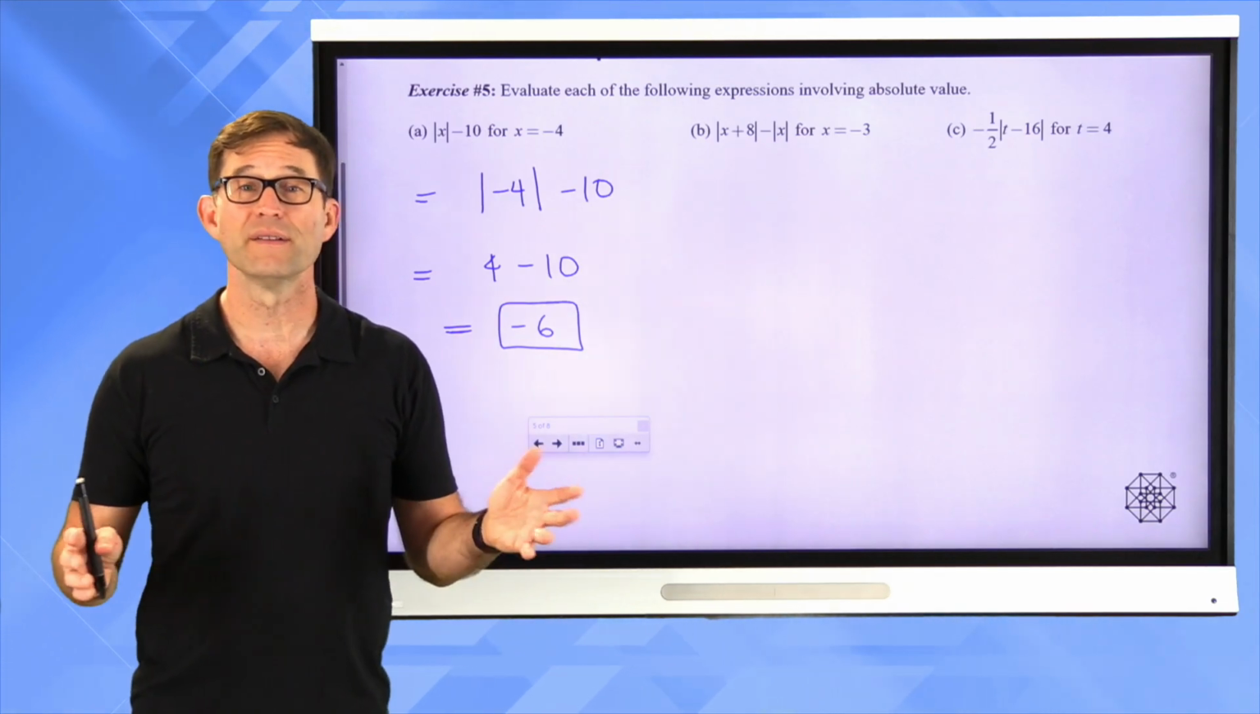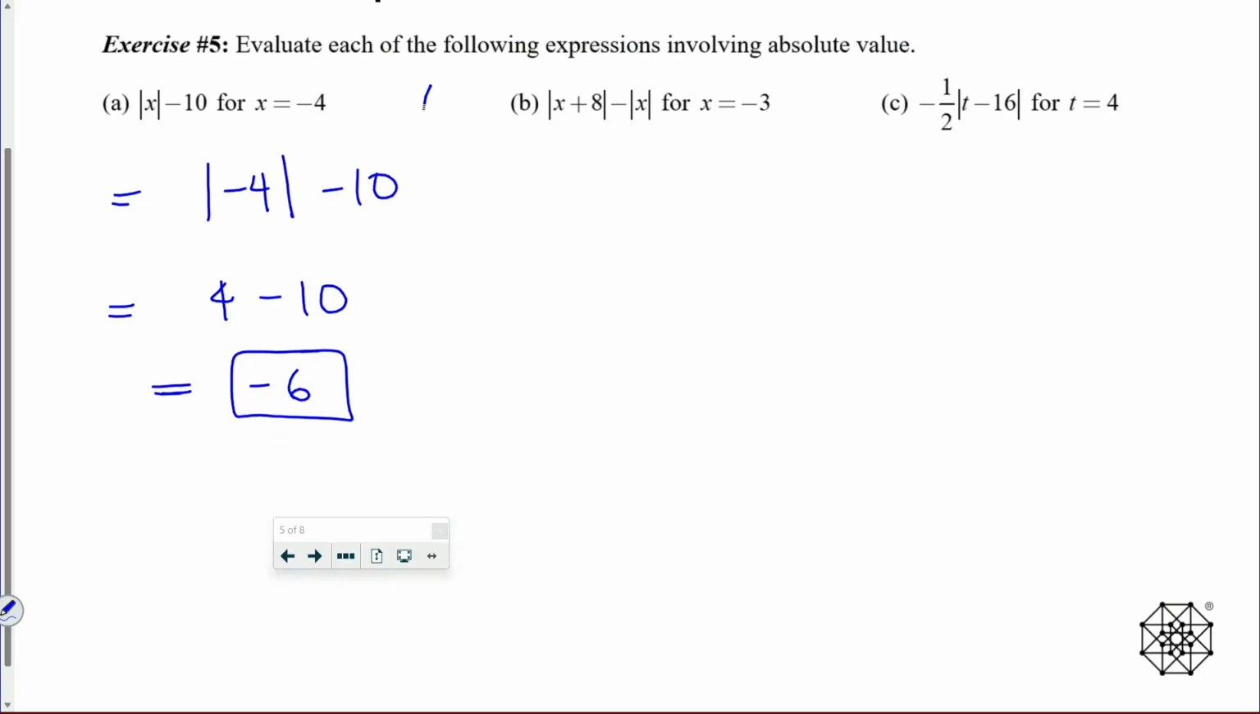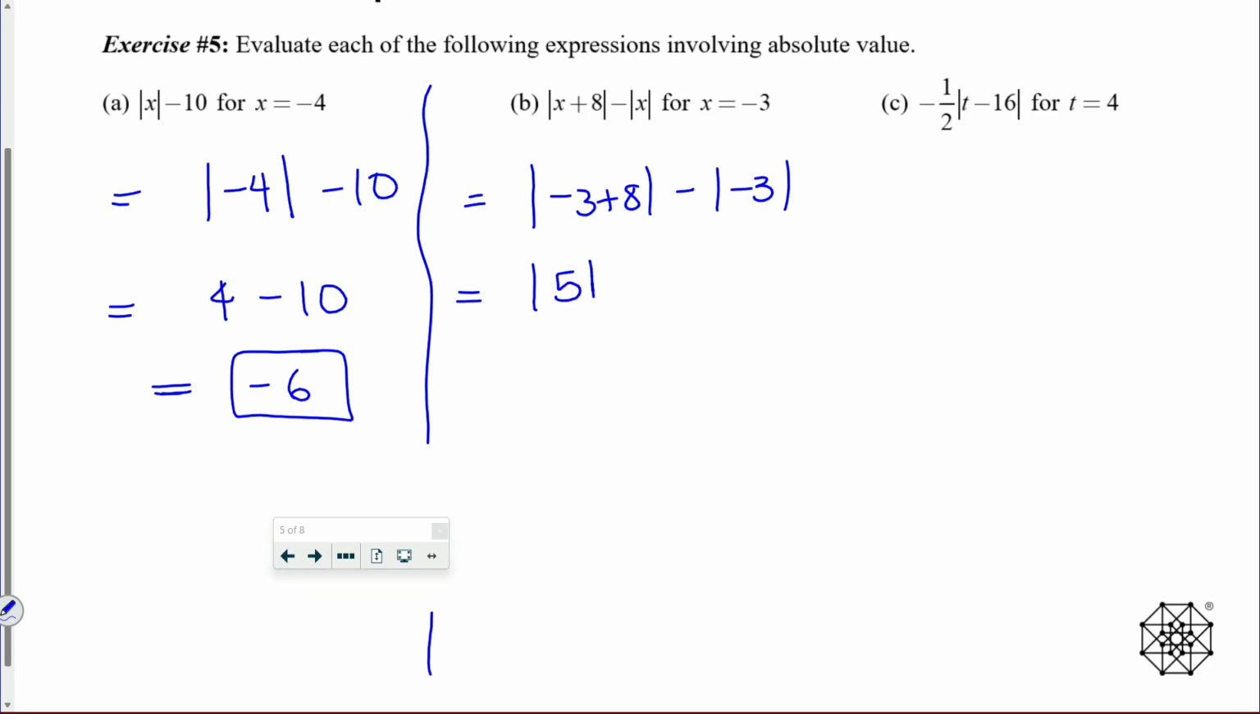All right, well, let's do it. For this particular expression, we get the absolute value of negative 3 plus 8 minus the absolute value of negative 3. Negative 3 plus 8 is positive 5, so I have the absolute value of positive 5 minus the absolute value of negative 3. The absolute value of 5 is just 5, and the absolute value of negative 3 is 3. And so I get 5 minus 3, which is equal to 2.